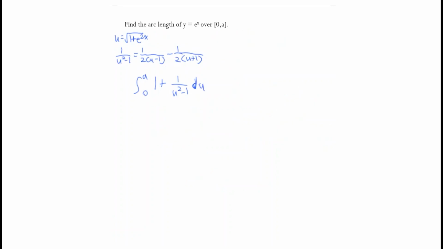And so going back to our original integral, it was the integral of 1 plus 1 over u squared minus 1 du. What we're going to do is replace 1 over u squared minus 1 with this thing that we solved via partial fraction decomposition, and it'll make it much easier to solve the integral itself. So substituting, we have the integral of 1 plus 1/2 over u minus 1 minus 1/2 over u plus 1 du.